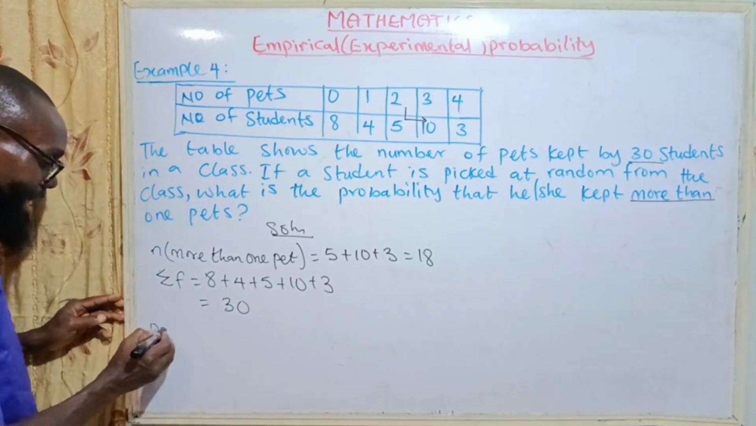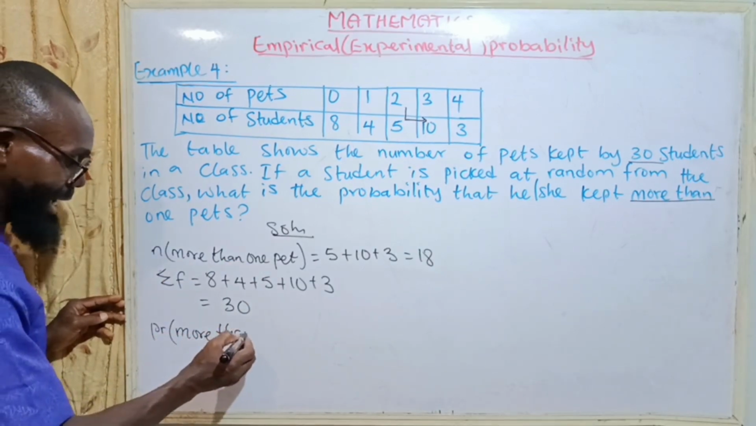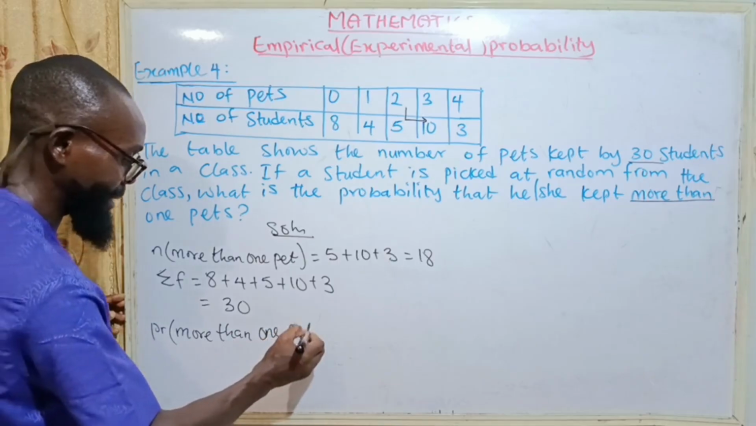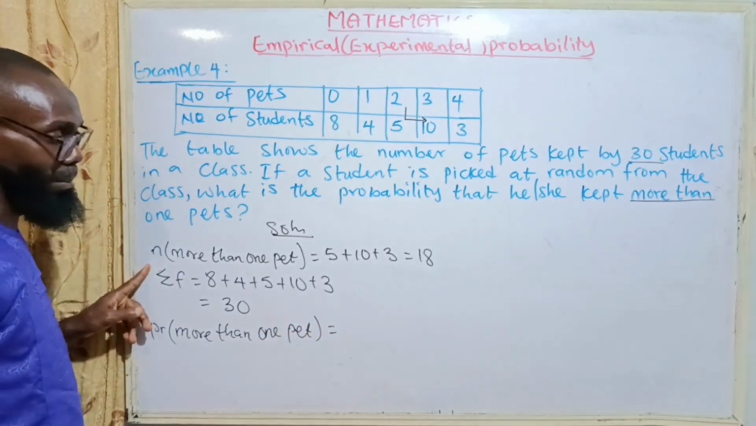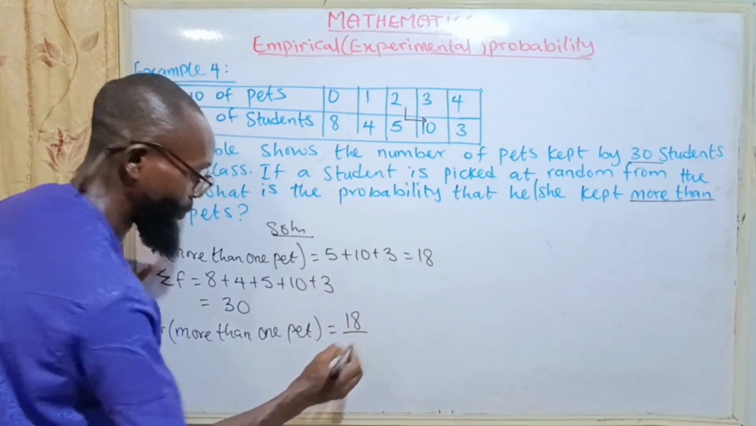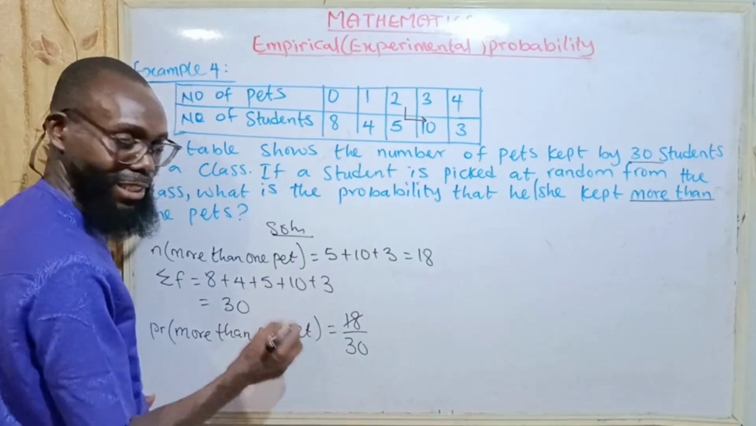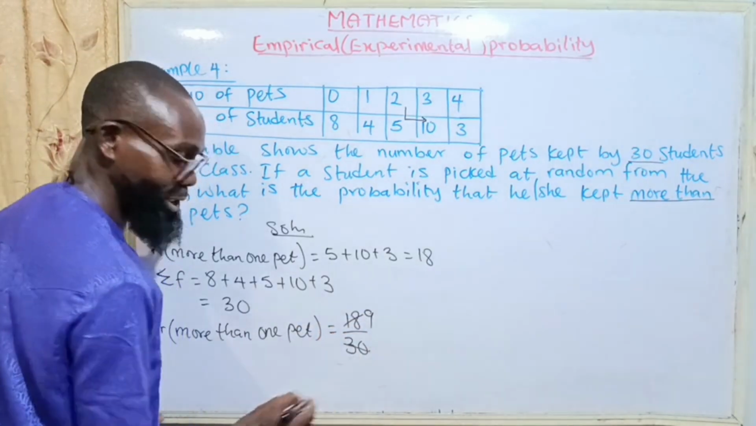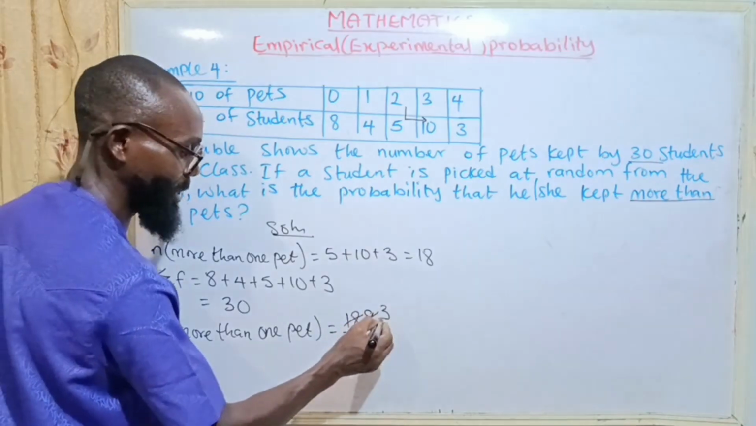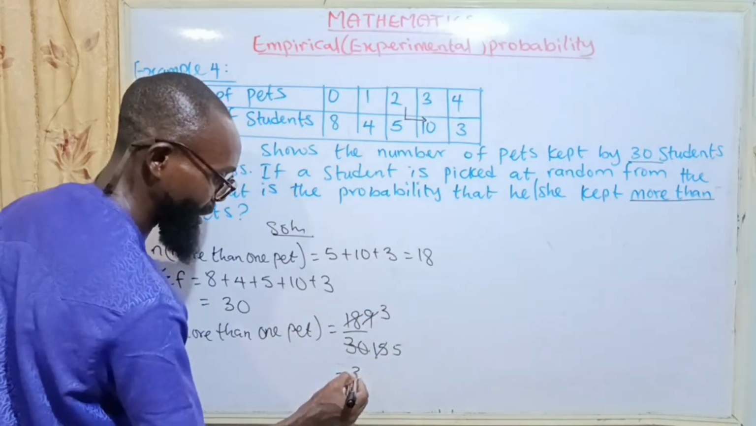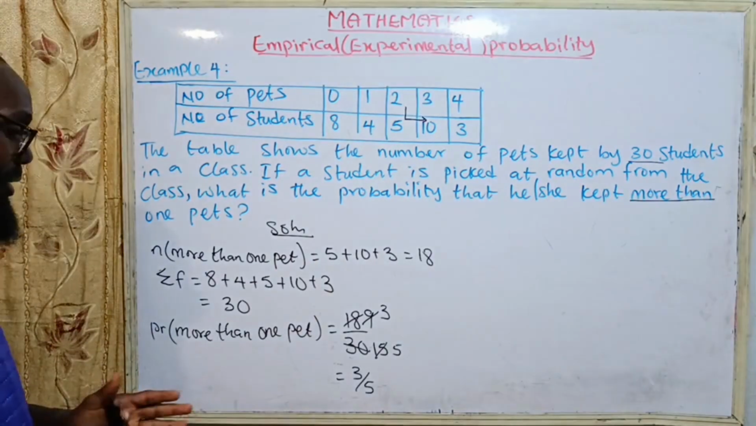Then, the probability of more than 1 pet will be equal to the number of more than 1 pet, which is 18, over the total number, which is 30. 2 goes into 18, we have 9. 2 goes into 30, we have 15. Then 3 here, we have 3. 3 here, we have 5. So we have 3 over 5.